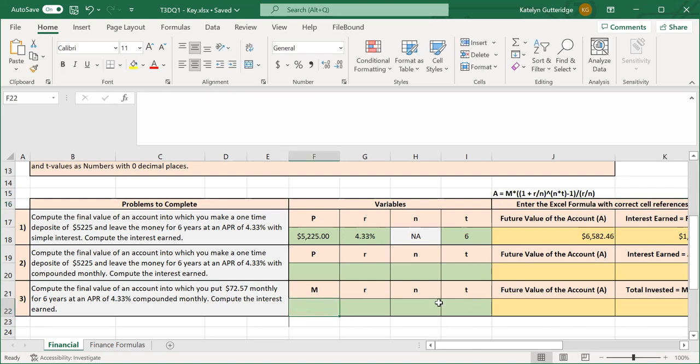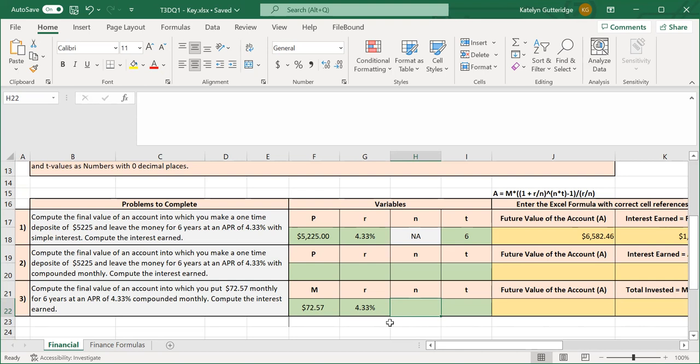Okay, so let's go ahead and let's find all of our variables. We need to find the monthly payment, the rate, which is a percentage, the N is the number of compoundings, T is number of years. So they told me in my problem, I make a $72.57 monthly payment. So that's what I'll put for my M value. My R is the percent increase. So that's 4.33%. Make sure you get that percent symbol in the cell. We are compounding monthly. So when you talk about compounding, you're talking about the number of times per year, per 1 year.